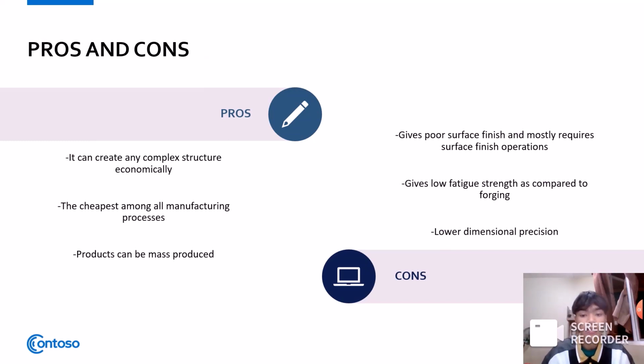So the pros and cons of this process: for the pros, it can create any complex structure economically, the cheapest among all manufacturing processes, and products can be mass produced. For its cons, it gives poor surface finish and mostly requires surface finish operations, gives low fatigue strength as compared to forging, and it has lower dimensional precision.